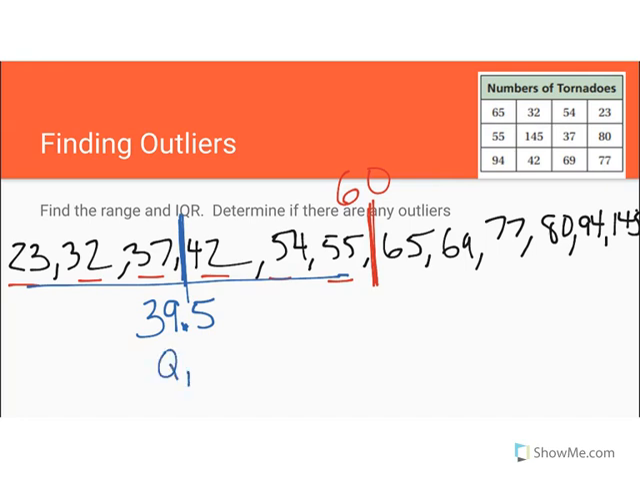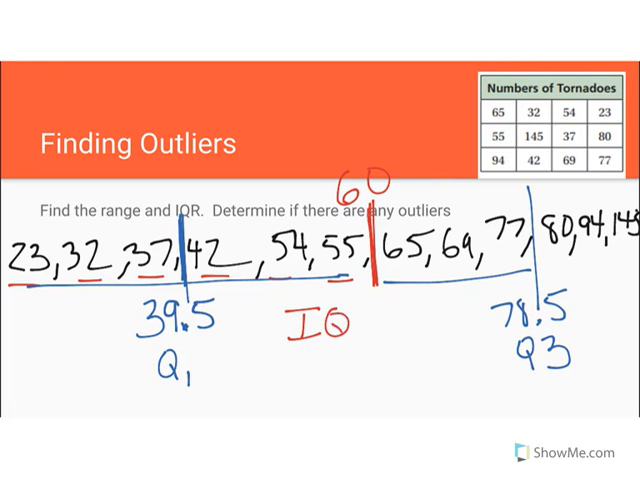Okay? On the other end here, I'm going to go over 3, right? So halfway between 77 and 80 would get us that 78.5. That's my Q3. All right, now what I need to do is find my IQR, which again is I'm going to take Q3 minus Q1. So if I do 78.5 minus 39.5, I end up with an IQR of 39.